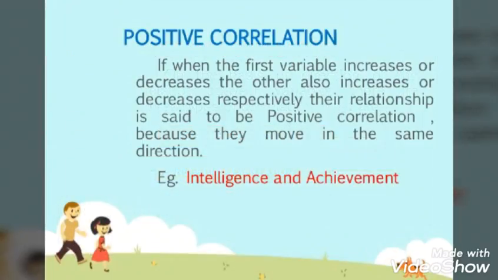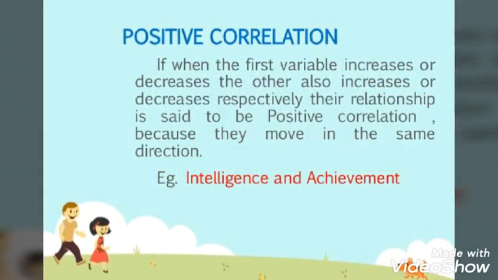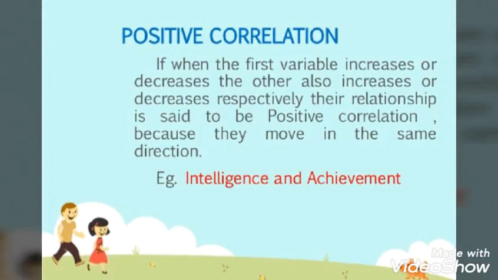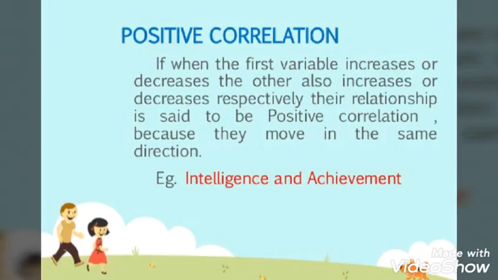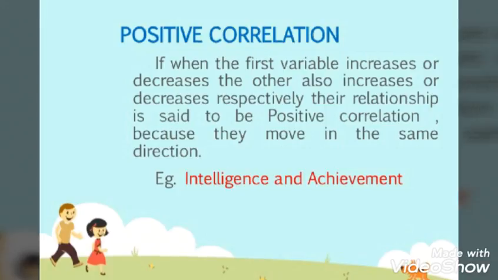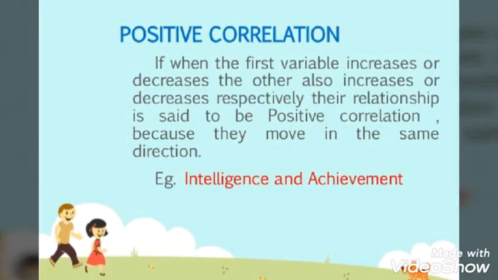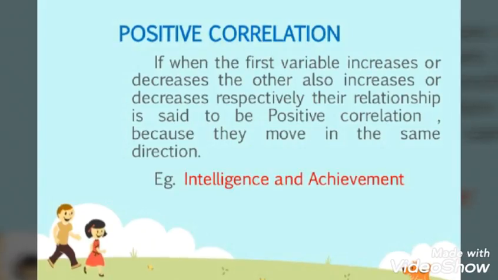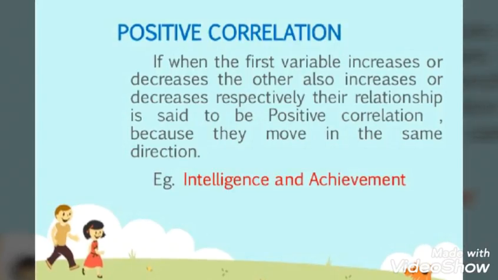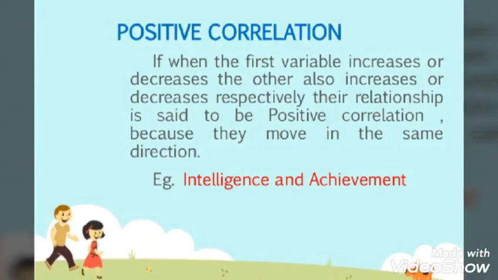Positive correlation: when the first variable increases or decreases, the other also increases or decreases respectively, their relationship is said to be positive correlation because they move in the same direction, like intelligence and achievement. Whenever your intelligence power increases, it is obvious to have achievement. So this is positive correlation. In positive correlation, the graph moves in the same direction, whether it is increasing or decreasing.